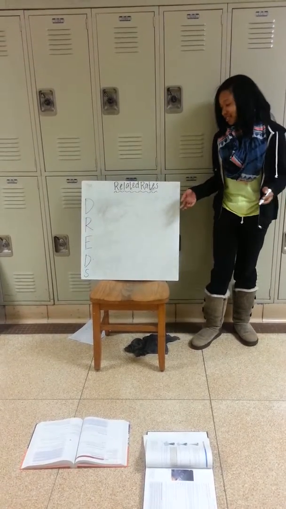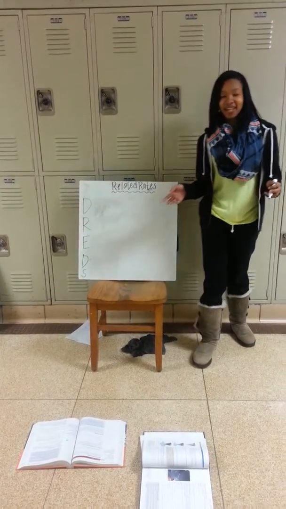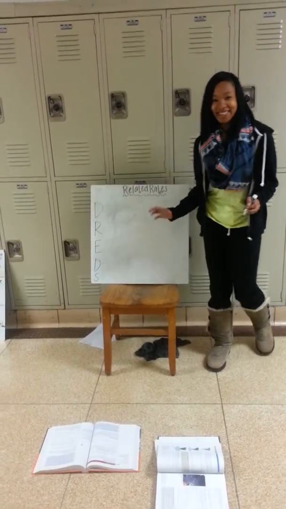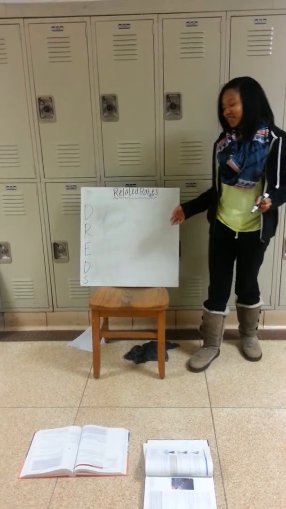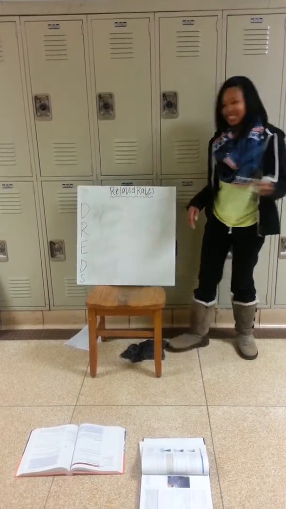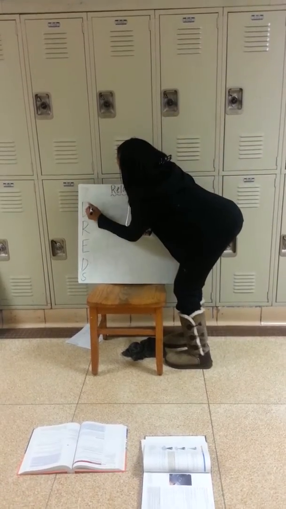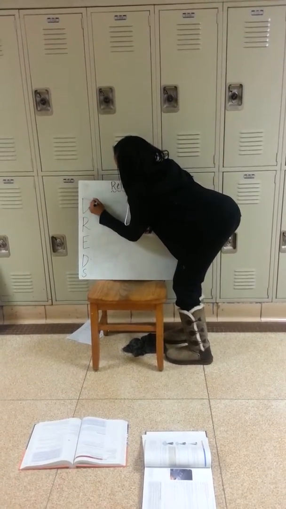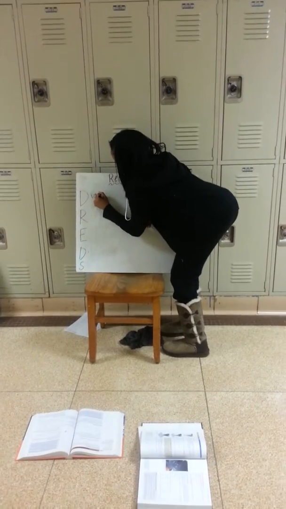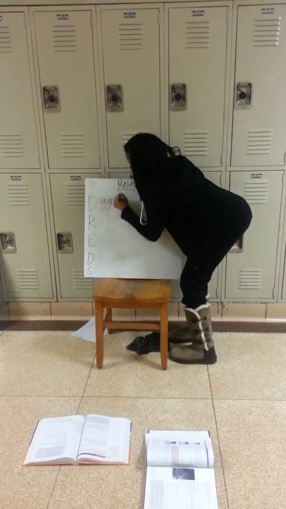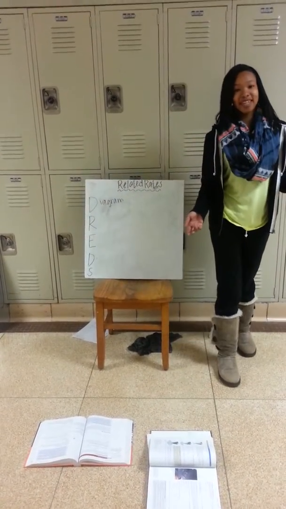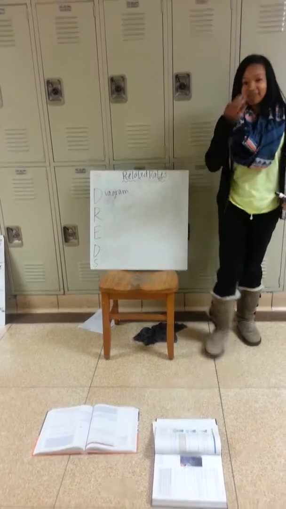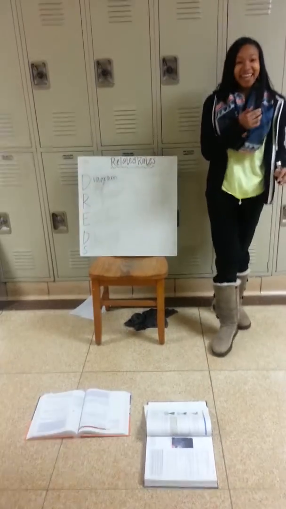About related rates. The acronym to remember for related rates is DREDS. The first step in DREDS is D, which is diagram. When you diagram, you draw a picture of all the information you're given, and you assign variables.